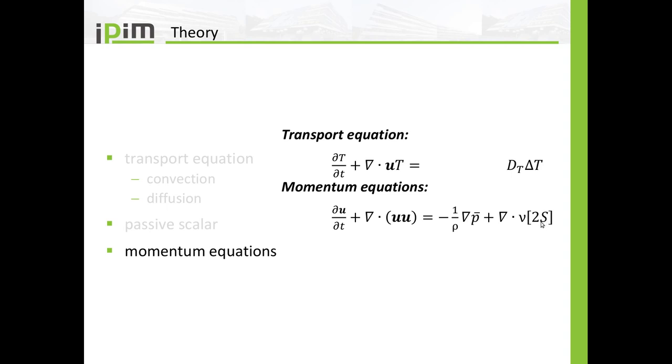If you think of this S tensor, you know that in the S tensor you have the gradient of the velocity, and with this nabla, in case of an incompressible flow, you also have a Laplacian here, and the viscosity corresponds to this diffusivity here for the Navier-Stokes equation. So the viscosity is the diffusivity.